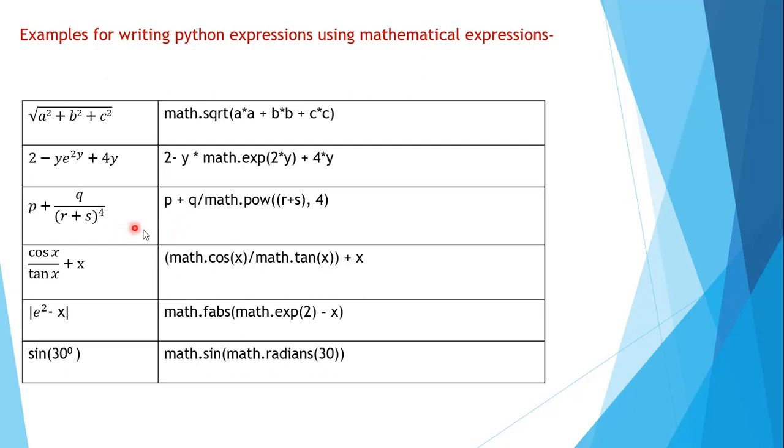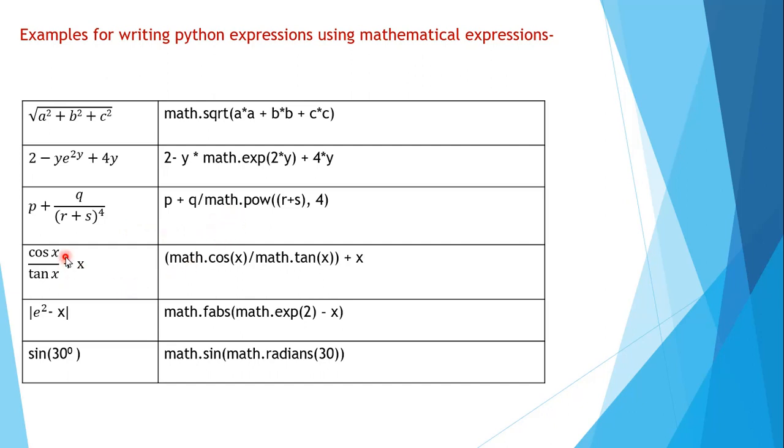The next value is p plus q divided by r plus s to the power 4. So divided by, and then r plus s power 4, which means math.pow, and the power function is to be applied on the r plus s value. First it will calculate the result of r plus s, and then the power 4 will be raised for that particular value. So this is the way of using this math library.